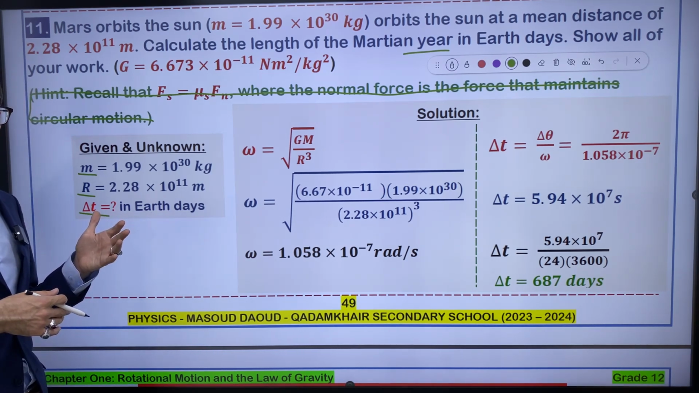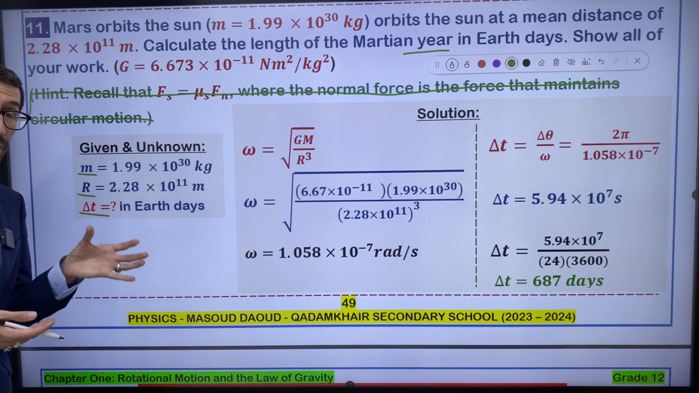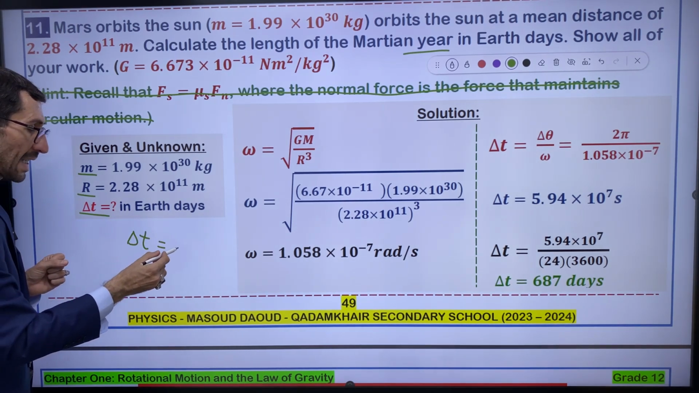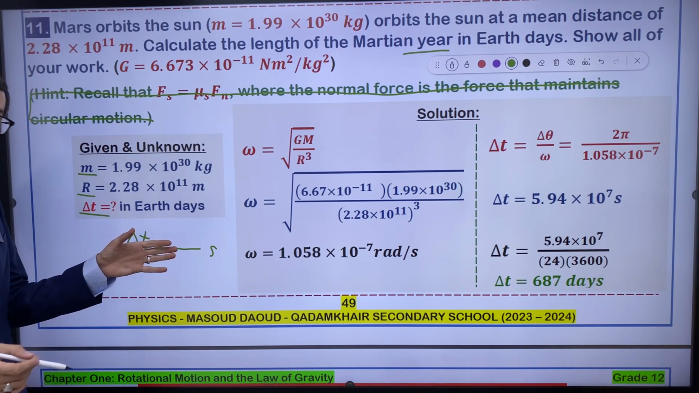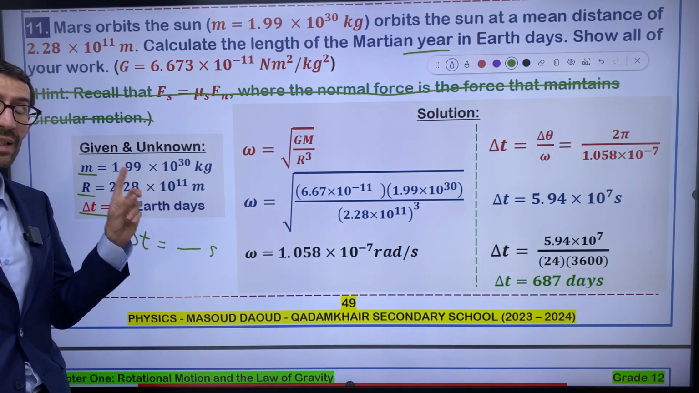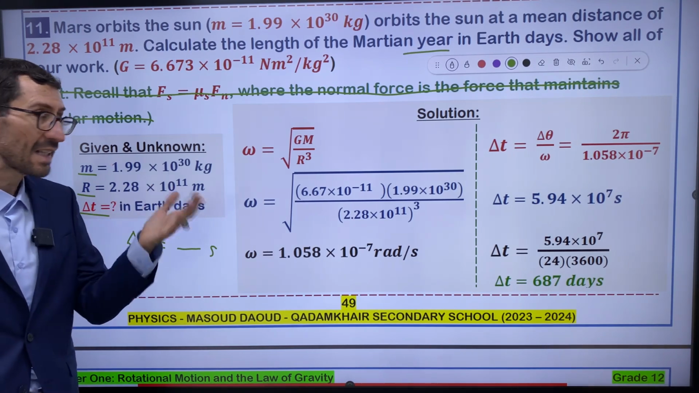Normally, we solve the problem, and whenever you solve the problem, you get the delta T in seconds, right? You get whatever number in seconds. After that, you have to convert it to days, right? Days of Earth. Let's do it together.